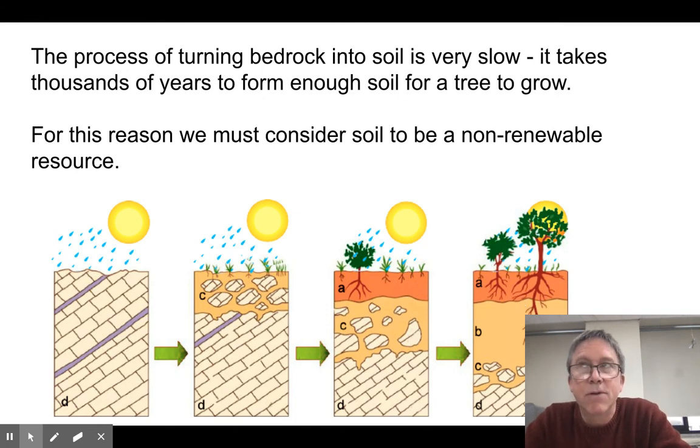So a non-renewable resource is like coal. Once you burn coal, it's gone. Can coal be made? Yeah, plants make coal, but it takes millions of years for coal to get made. We can't exactly sit around and wait, so it's non-renewable. Same with soils. Soils are forming right now, but they take thousands of years, so we can't wait. We have to conserve what we have right now because once it's gone for human purposes, it's gone.